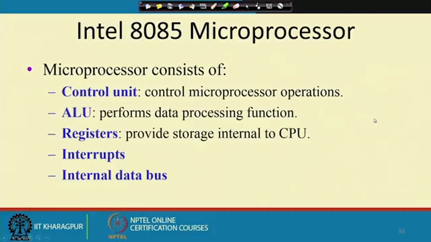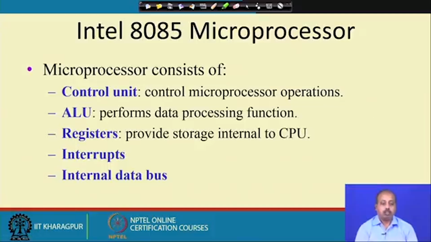So, if we summarize, this microprocessor consists of a control unit, ALU, registers, interrupts and an internal data bus. Out of that, the control unit will control the total operation of the microprocessor. The ALU will perform data processing functions, so whatever arithmetic and logic operations are necessary will be done by the ALU.